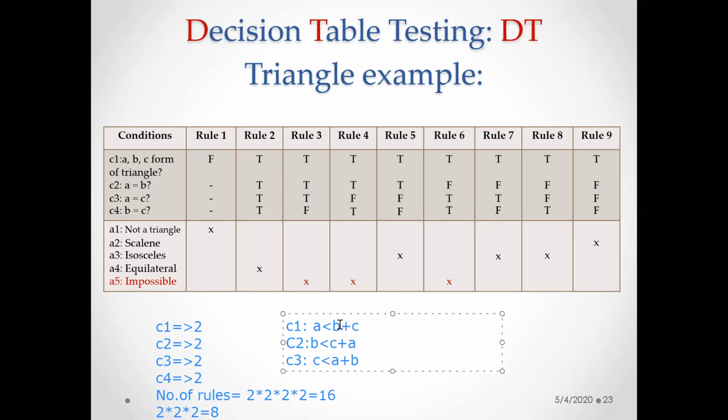Understood? Or vice versa, you can change it to the other order also. B plus C should be greater than A. C plus A should be greater than B. A plus B should be greater than C. Whatever you want, you can have that. These are the 3 conditions to check whether a triangle can be formed. C4 will be one and the same. I won't be changing this.